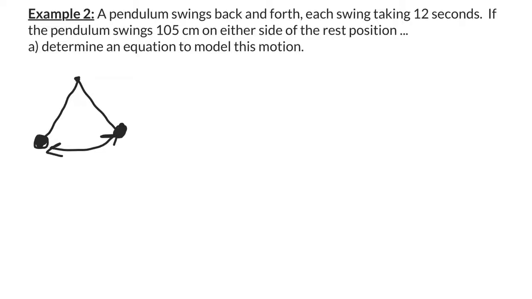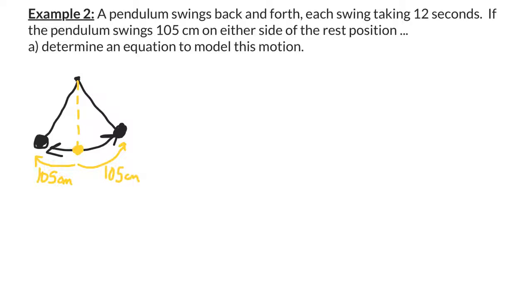So the question is saying, if the pendulum starts over here, swings, and then comes back, that whole motion takes 12 seconds. The question's also saying that the pendulum swings 105 centimeters on either side of the rest position. Well, the rest position would just be where the pendulum is if it's just hanging there, so it would be straight down. So that's the rest position in the middle.